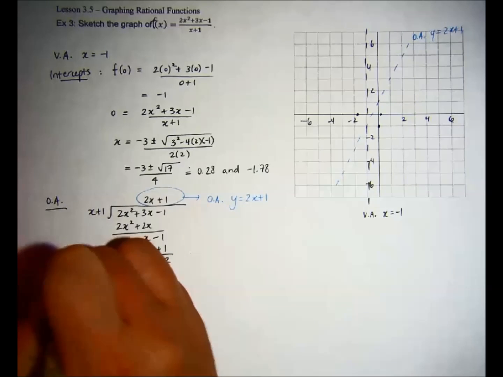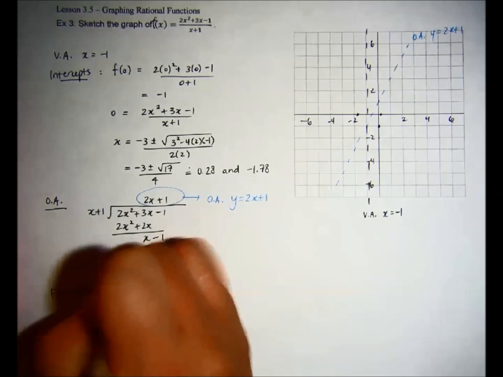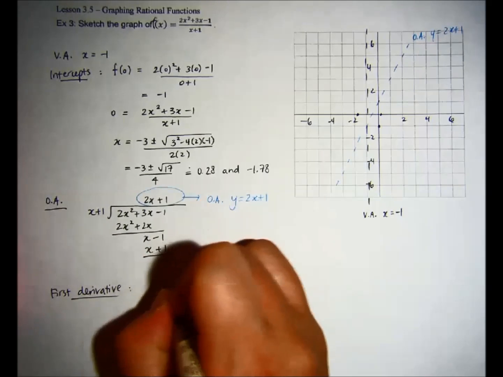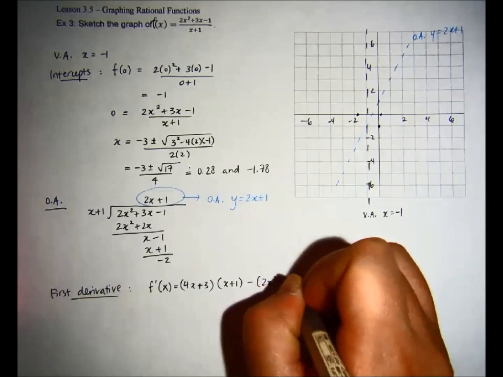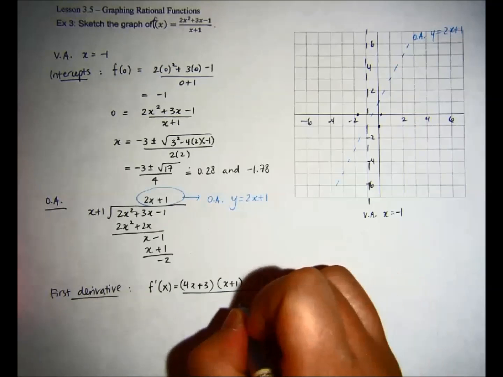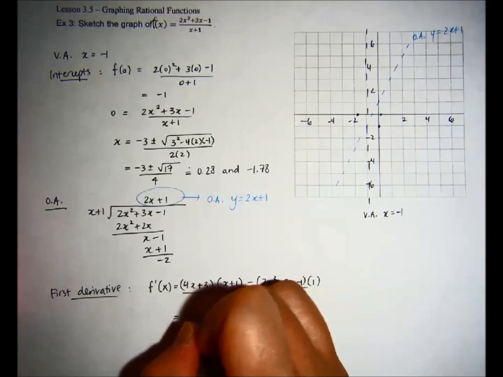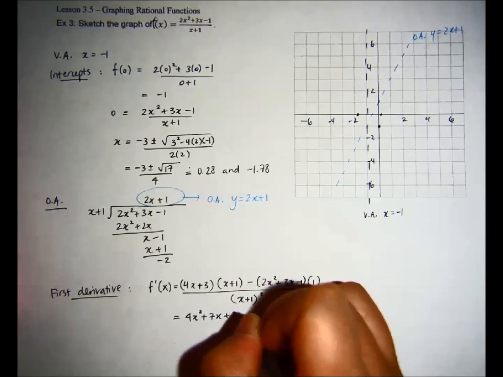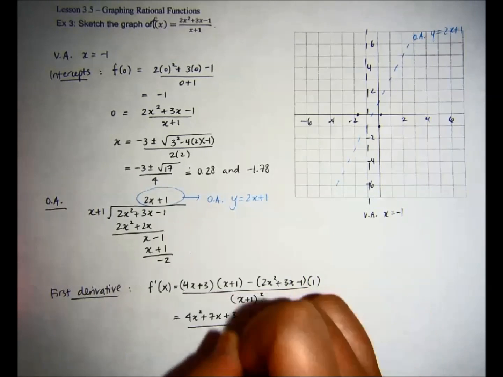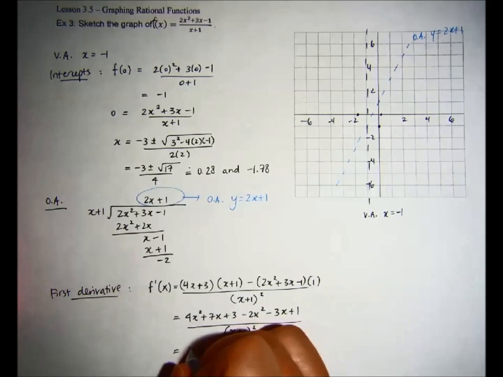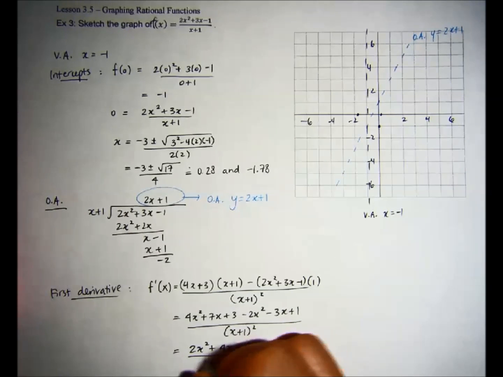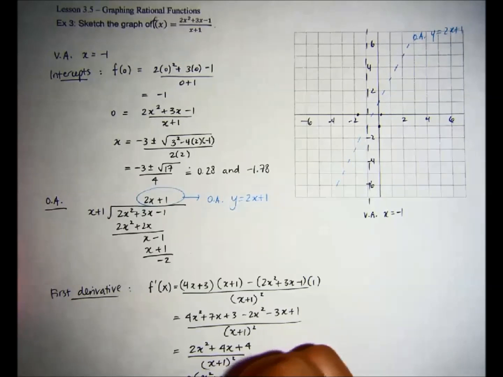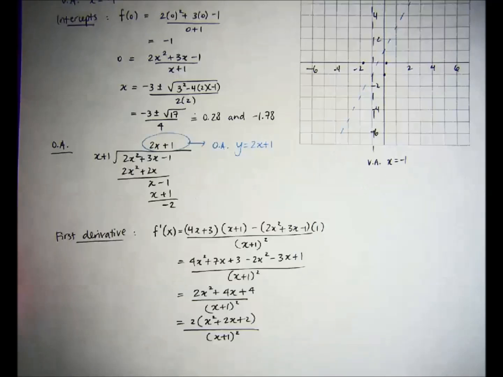So now let's figure out the derivative. So f prime is going to be 4x plus 3 times x plus 1 minus 2x squared plus 3x minus 1 times 1, over x plus 1 squared. 4x squared plus 7x plus 3 minus 2x squared minus 3x plus 1 over x plus 1 squared. So this is going to give me 2x squared plus 4x plus 4 over x plus 1 squared. Let me just take out a 2 just for ease later on.